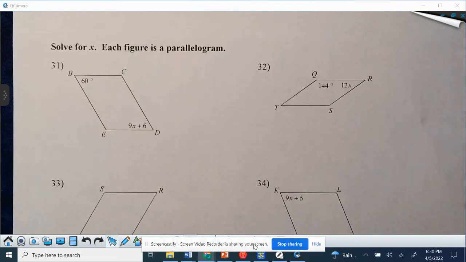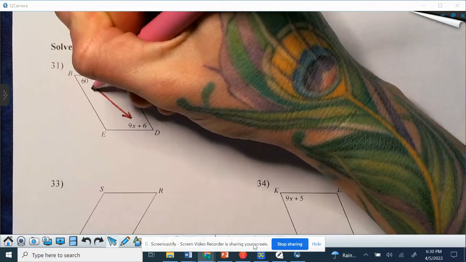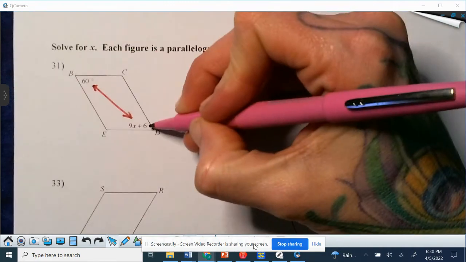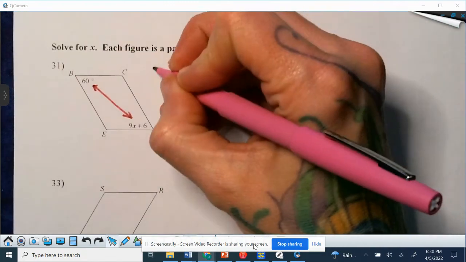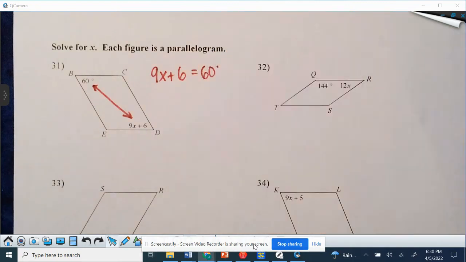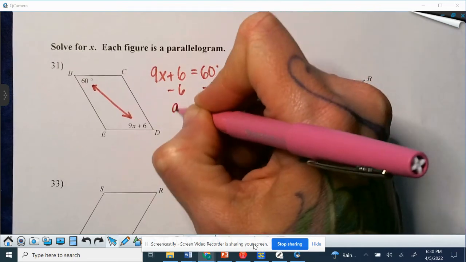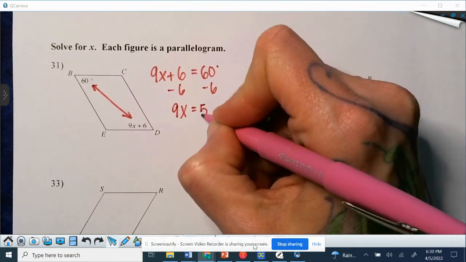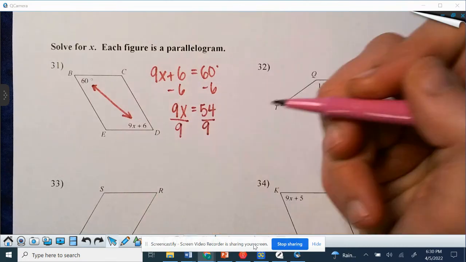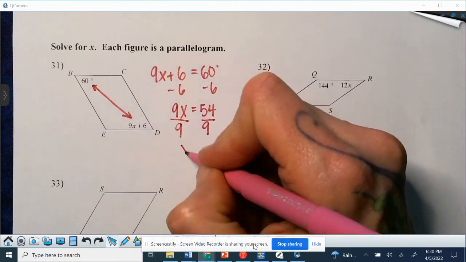So parallelograms are quadrilaterals. So we do know that these opposites are going to have to be congruent still. So 60 and 9x plus 6 are equal to each other. So 9x plus 6 is going to equal 60 degrees. If I subtract 6 from both sides, it's going to be 9x equals 54. Divide by 9, because 9x is 9 times x, and the inverse of multiplication is division, is going to give me x equals 5.